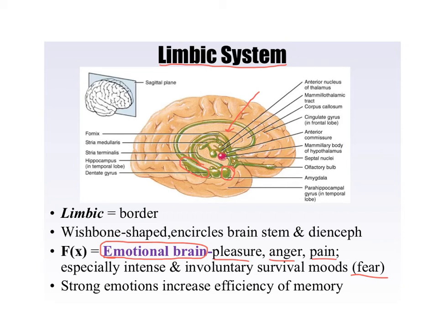So when you did your case studies about people with brain lesions or brain damage, you knew that if you have damage to your hippocampus, a lesion on your hippocampus, even though you can remember old memories, you're unable to store new memories. And the amygdala is very important in storing memories that are very highly emotional. You'll need to know this: strong emotions increase the efficiency of memory. And that's probably pretty obvious.